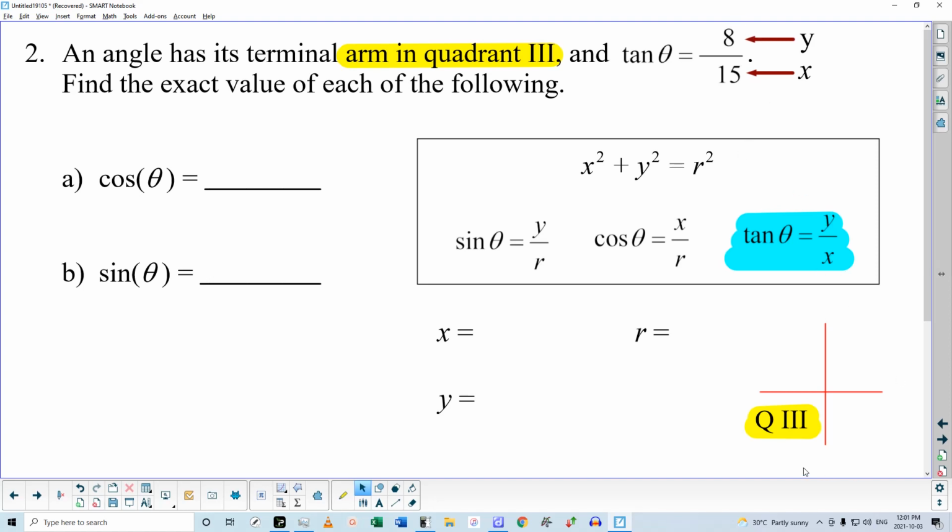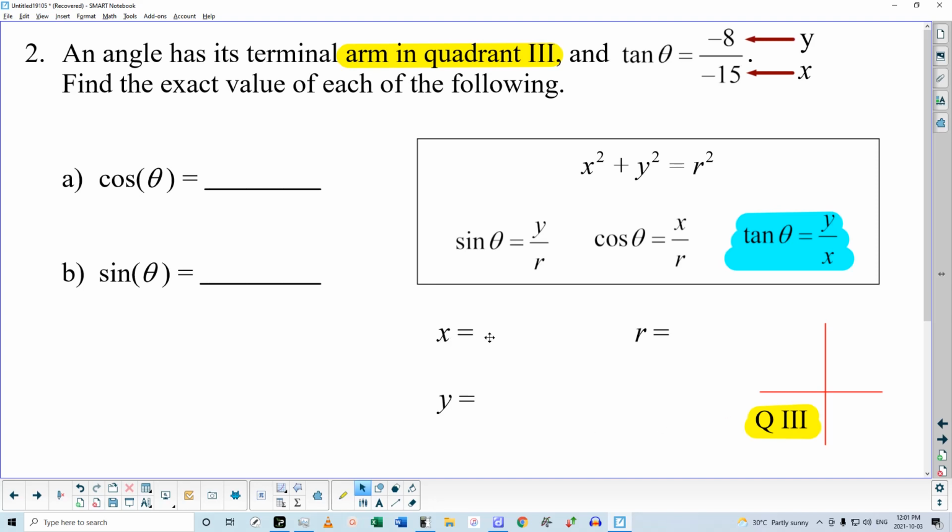That makes sense. Except that in quadrant 3, both x and y are negative. So in reality, y is negative 8, and x is negative 15. We don't see those negatives in the tangent ratio statement because when you divide two negatives, the negatives cancel. But we still have to be aware that both of those values of y and x are negative.